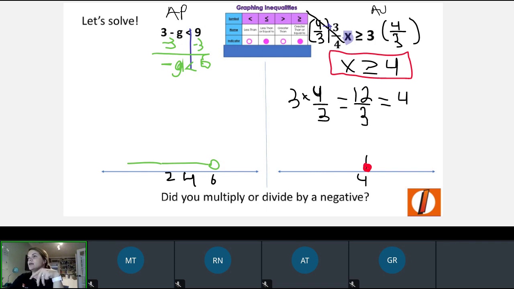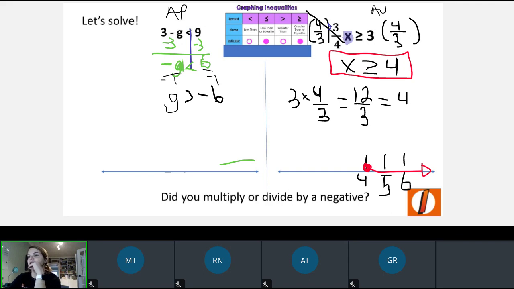So we have negative G is less than 6. So what we need to do now to get rid of that negative is we're just going to divide everything by a -1. Because -1G divided by -1 is going to now be positive. Make this a little bigger. And then since we divided by a negative, we're going to flip our sign. So now we want all the numbers for G that are greater than -6. So will you regraph that one for me?